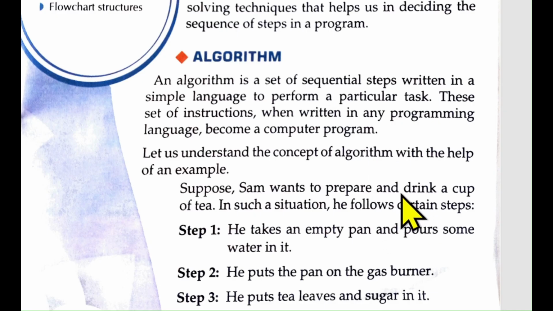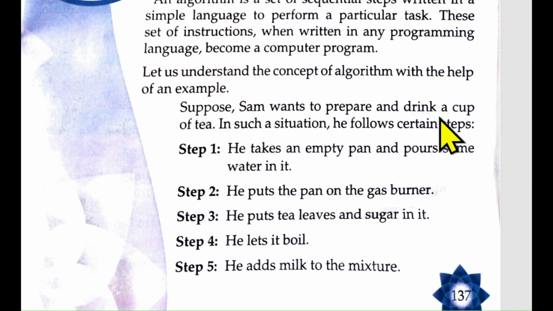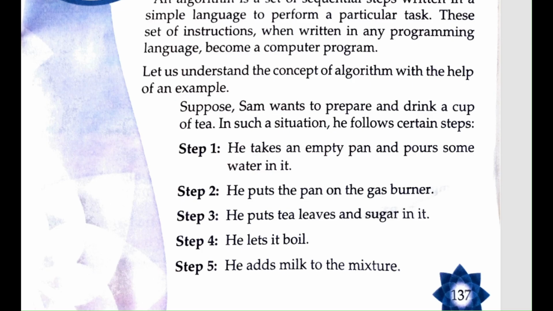So there is one example that is given. Suppose Sam wants to prepare a drink, a cup of tea. In such a situation, he follows certain steps. This is an example of algorithm from your daily life. So let's go through this. He takes an empty pan, pours some water in it. He puts the pan on the gas burner. He puts tea leaves and sugar in it, and he lets it boil. He adds milk to the mixture. These are the sequence of steps that he will follow to make tea.